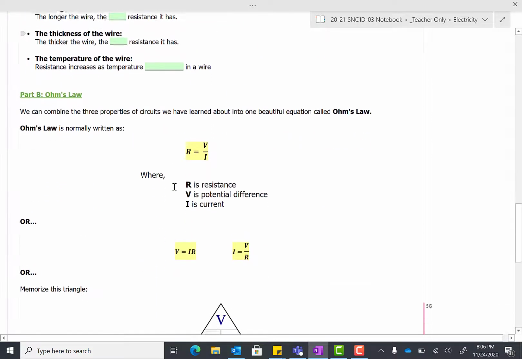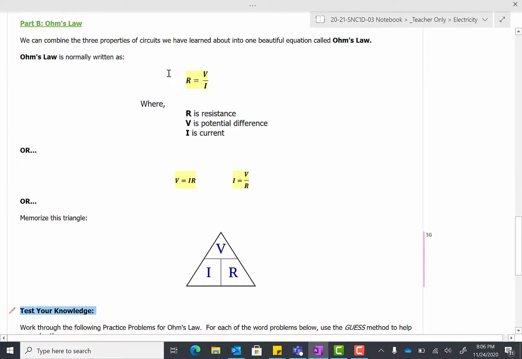Then we get really to the meat and bones of this lesson, which is looking at how to calculate resistance. And to use that, we use this property called Ohm's law. And so Ohm's law is written very similar to other equations that we've used.